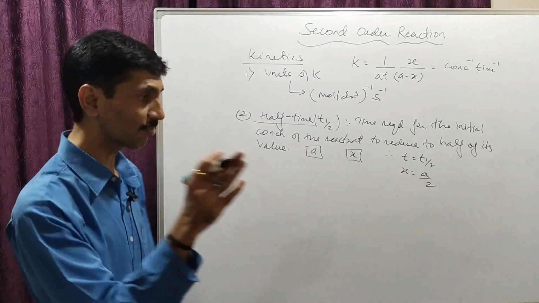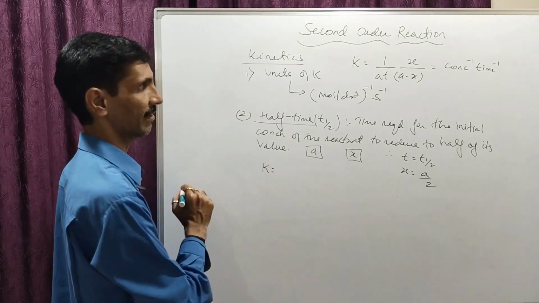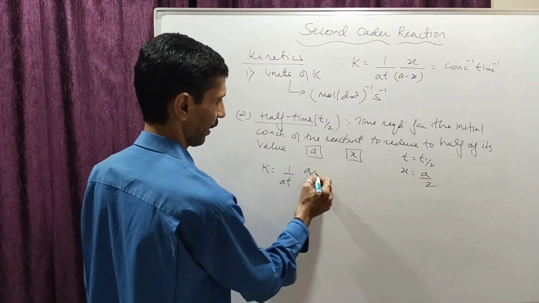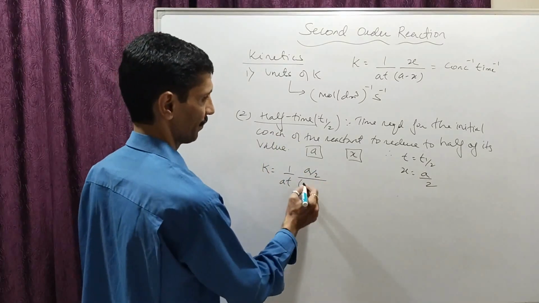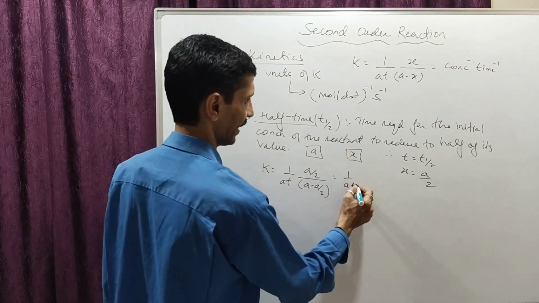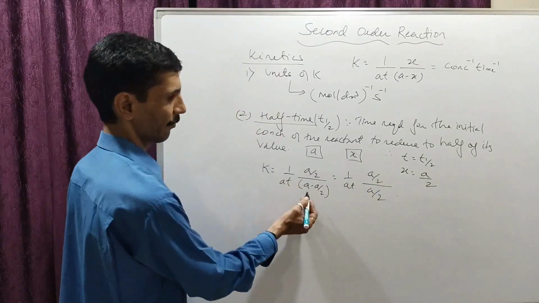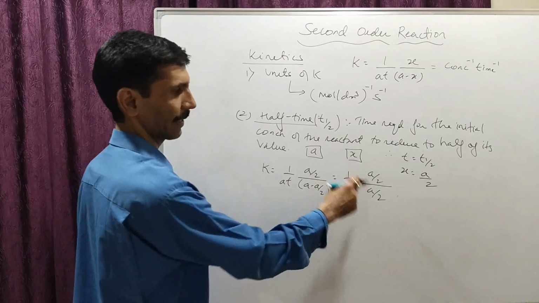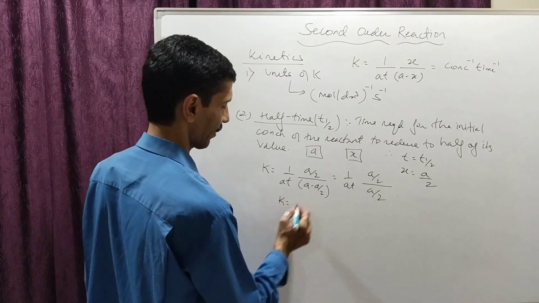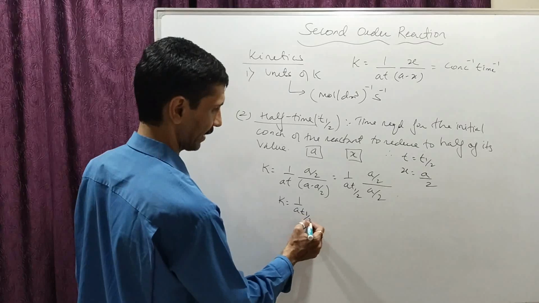Alright. So if we now substitute this in this rate law expression, what we have is K is equal to 1 upon AT. X is A by 2 divided by A minus A by 2. So that is equal to 1 upon AT, A by 2 divided by A by 2. Because my dear friends, A minus A by 2 will give you A by 2. Alright. So A by 2 gets cancelled. So therefore we have K is equal to, this has to be T half, so 1 upon A T half.